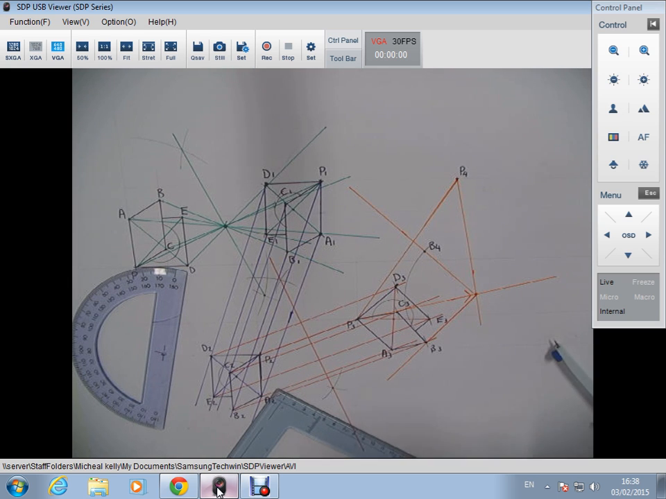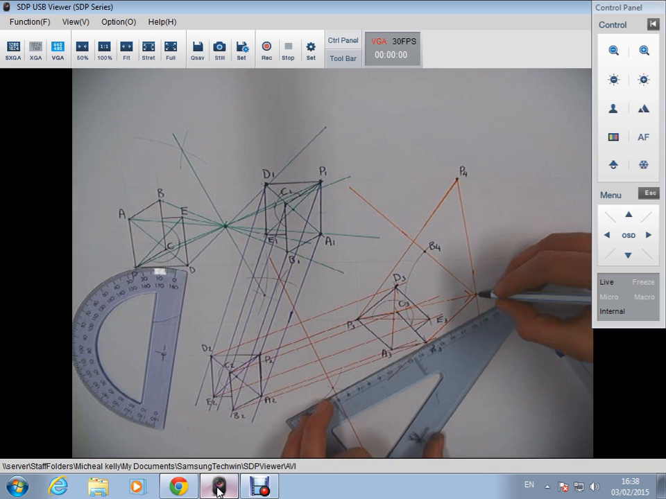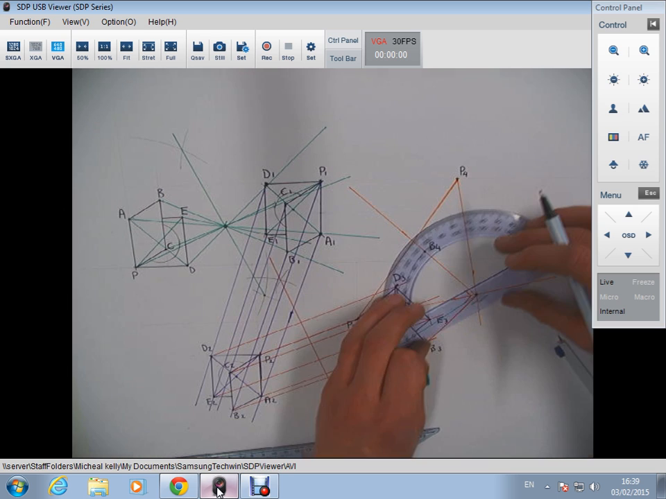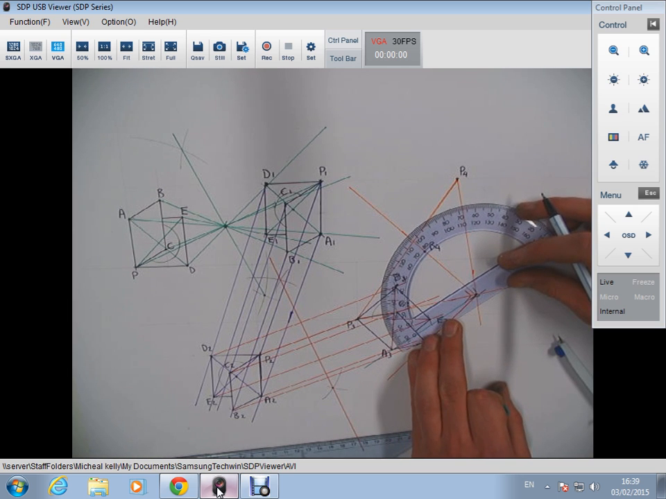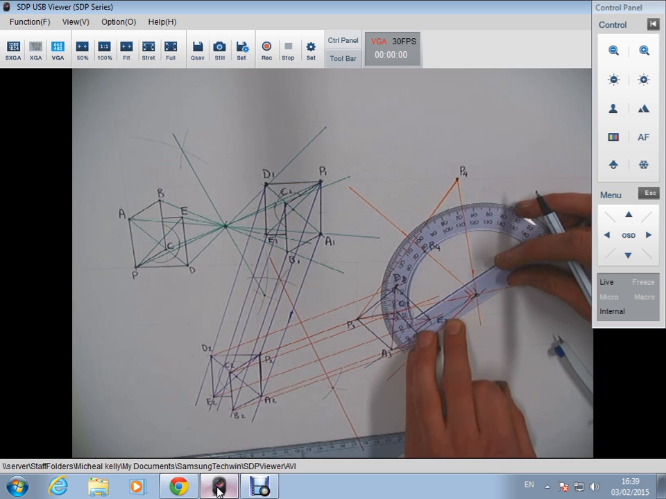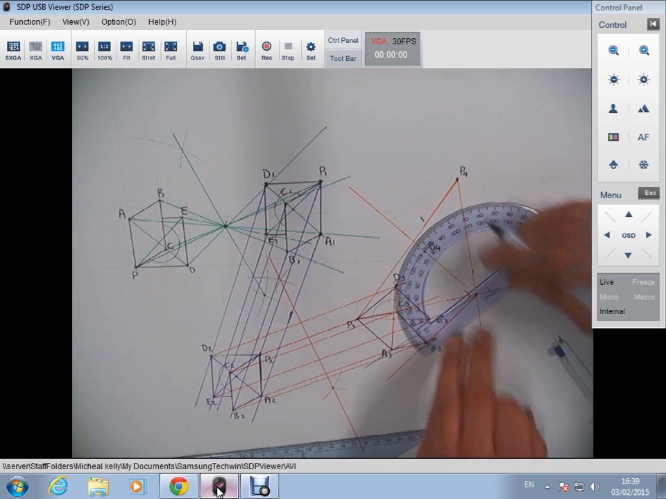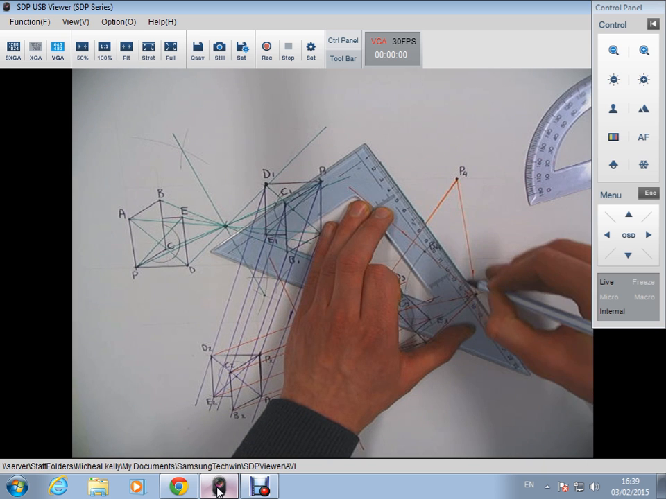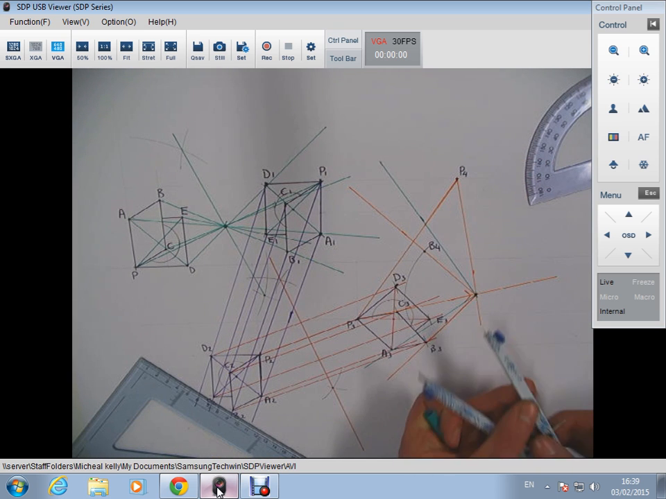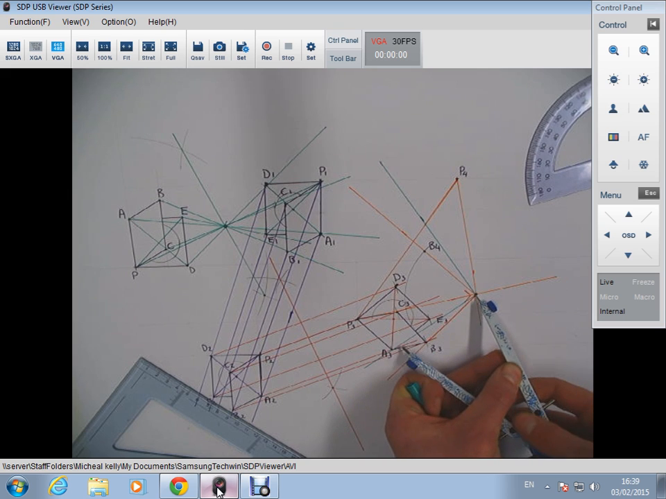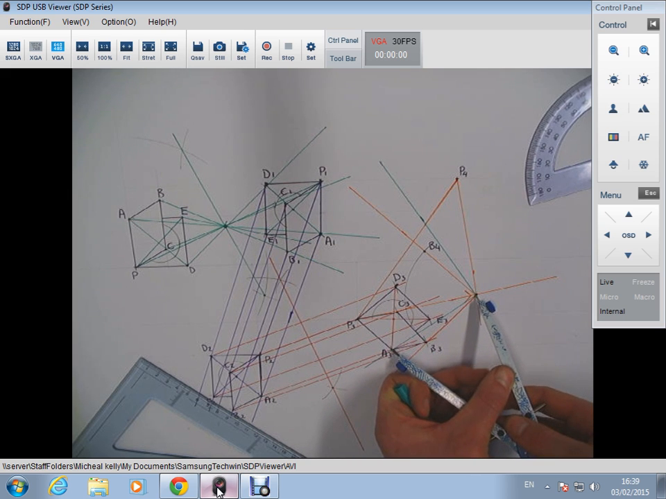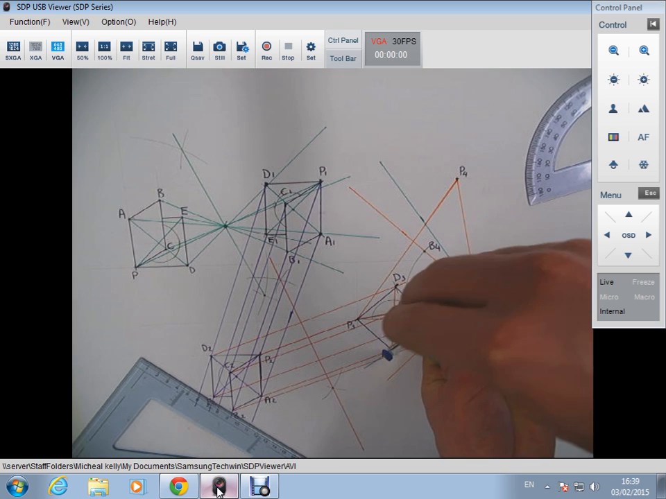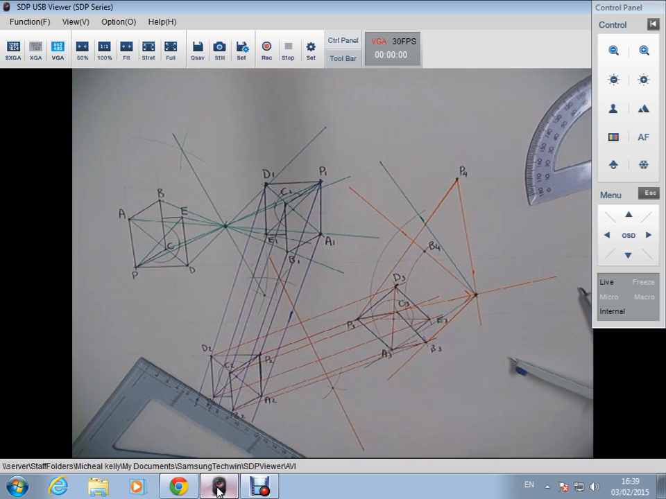I'm going to use a green pen now for point A. So join from the point of rotation to point A. Measure off an angle of 90 degrees using my protractor. And I'm going to rotate point A onto that line. That's my new point A.